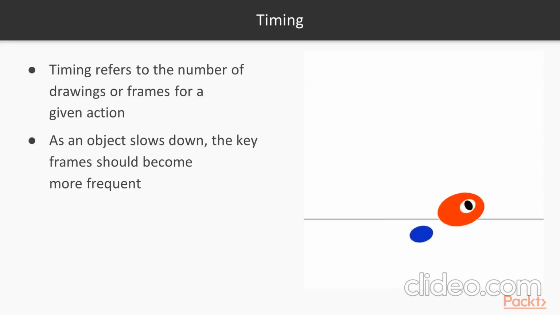Timing, the eighth principle, refers to the number of drawings or frames for a given action. As the red ball comes to a stop, the action slows down and bounces at the rate appropriate for a red ball. Animate it too slow and the red ball would look more like a boulder. Animate it too fast and it might resemble a balloon.